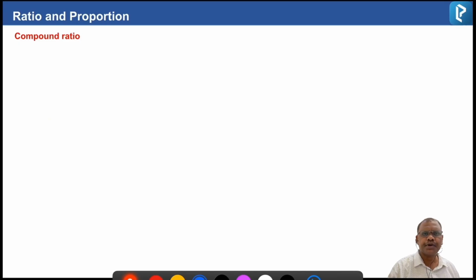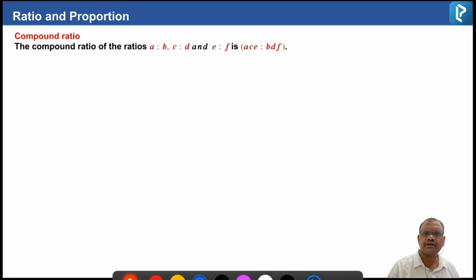Next is a compound ratio. The compound ratio of the ratios A is to B, C is to D, and a third ratio E is to F can be found by multiplying all the first terms and by multiplying all the second terms. So the first term of the compound ratio is A into C into E, that is ACE. Second term of the compound ratio is B into D into F, that is BDF. So the compound ratio can be found by multiplying all the first terms and all the second terms.